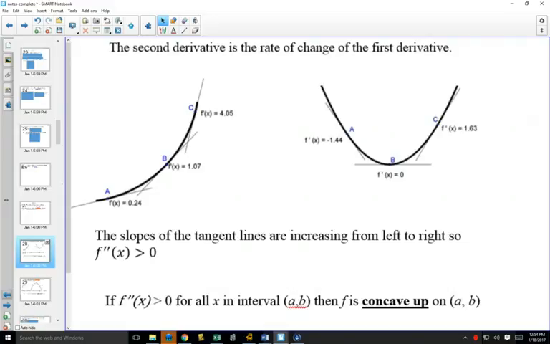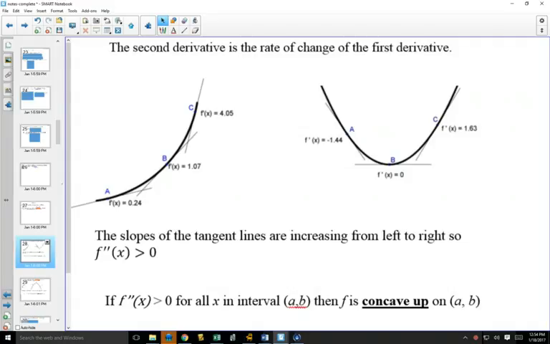For this parabola that's concave up, if we look from left to right, my tangent on the far left has a negative slope. Here I have a slope of 0, and here I have a slope that's positive. If my slopes are increasing from left to right, what that means is my second derivative is greater than 0. And anytime your second derivative is greater than 0, your function will be concave up.